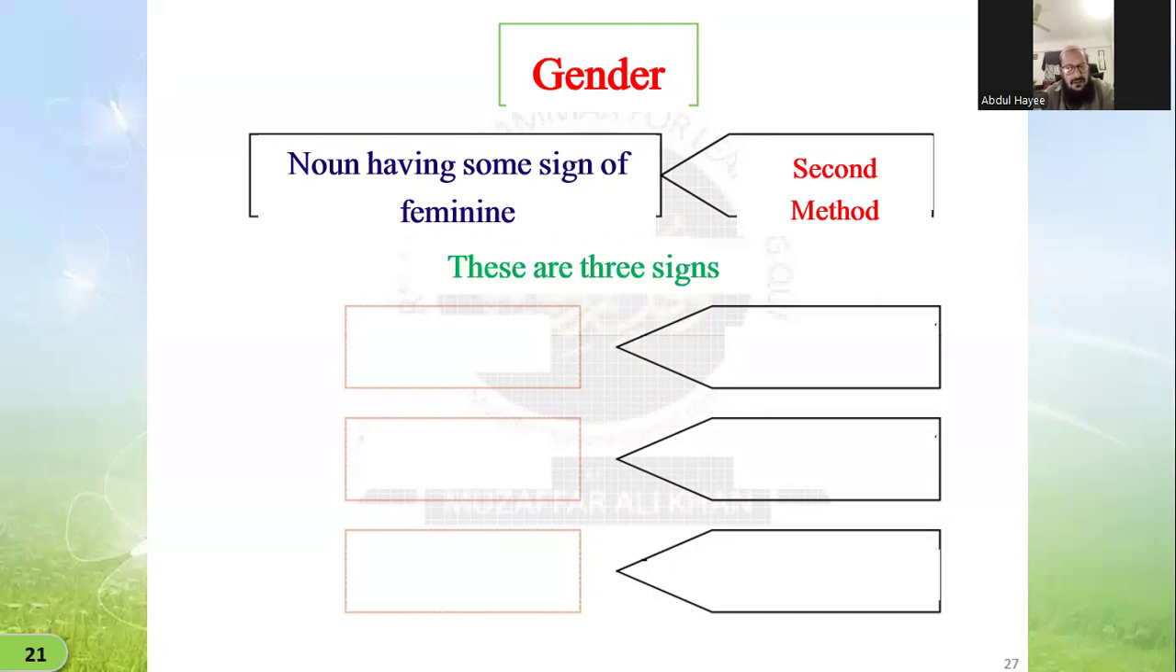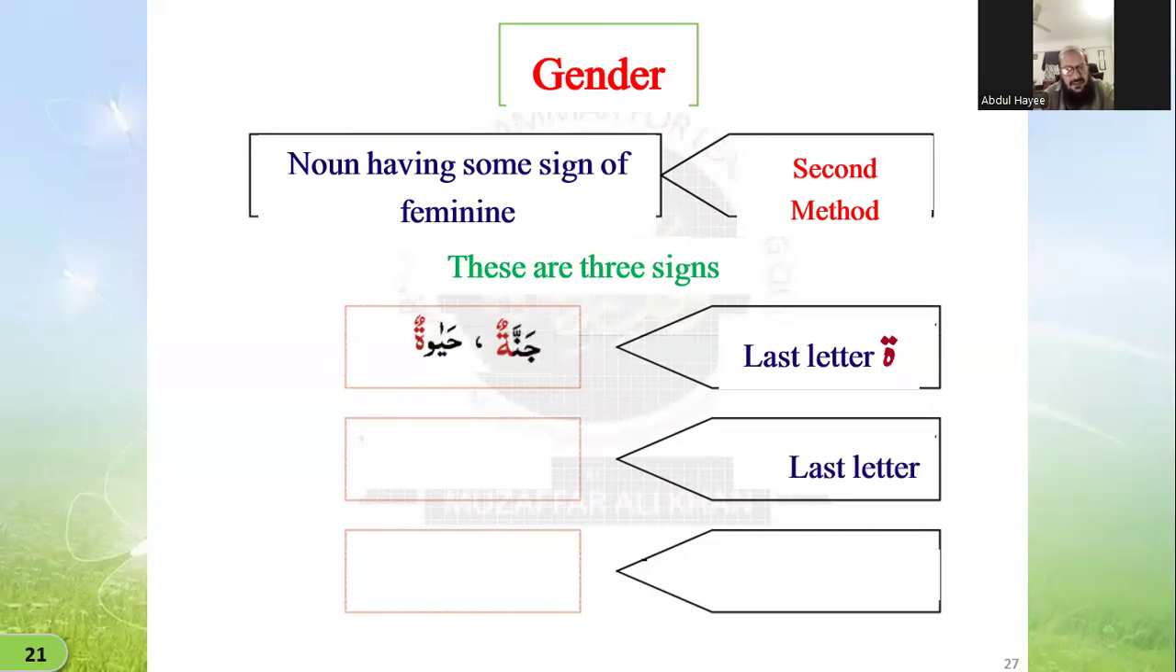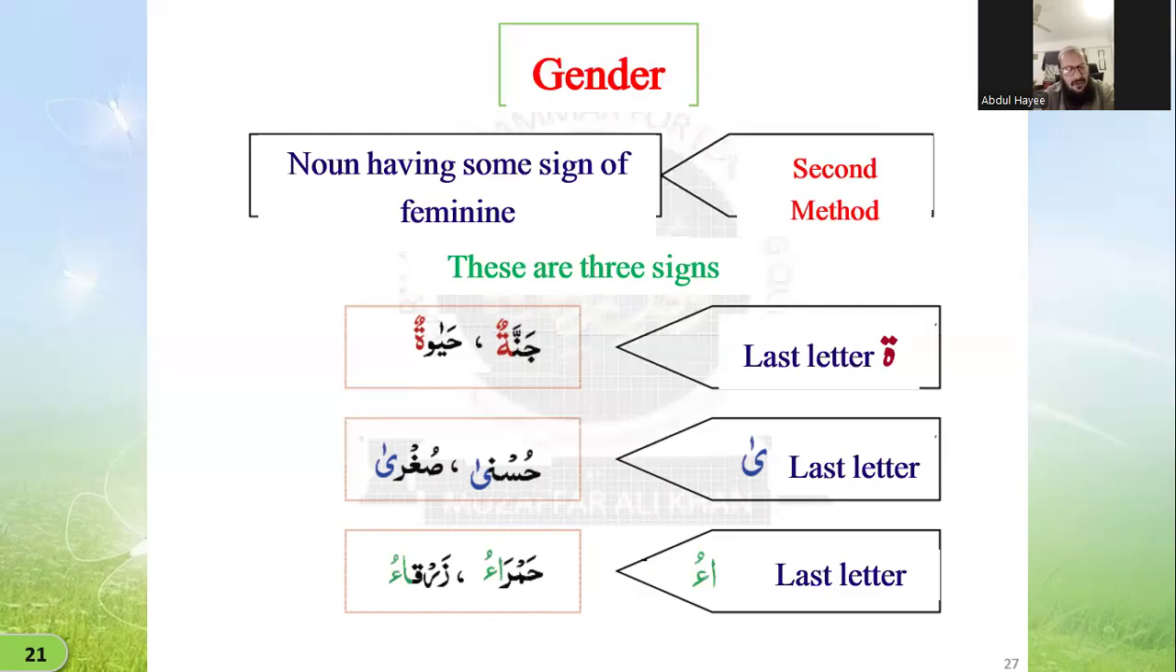These are three signs. First, the last letter coming ta, round ta. That is called ta ta'nith. Just like jannatun, hayatun. The second sign is the last letter having a ya standing sign. That is called alif maqsura. Alif maqsura, just like husna, sufra, they are feminine. The third sign is the last letter showing alif and hamza. That is called alif mamduda. Hamra'u, zarqa'u, they all are feminine.